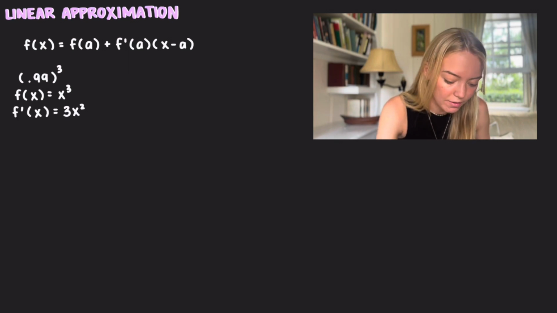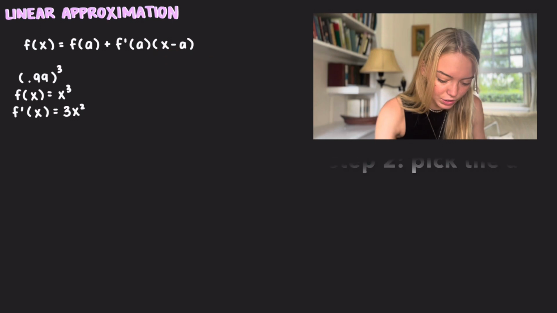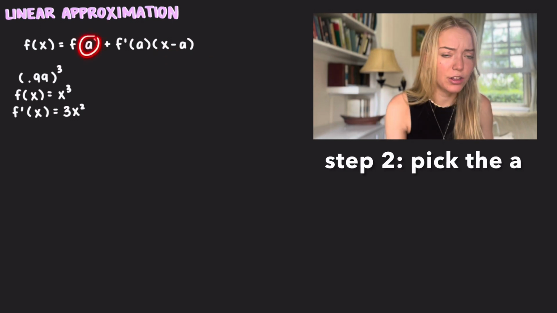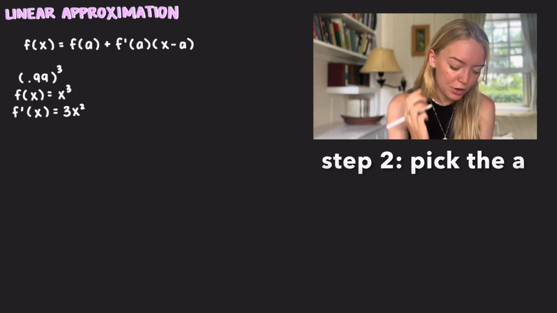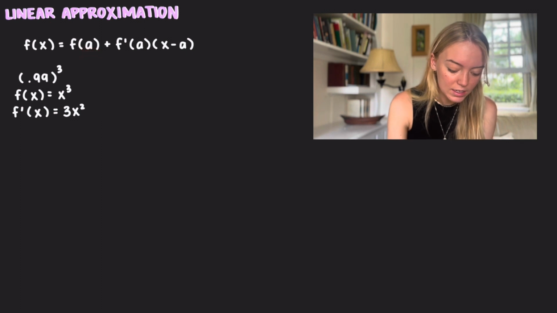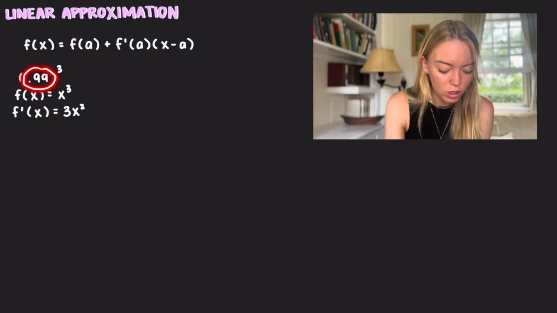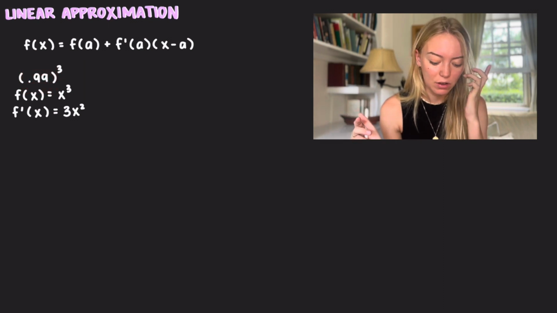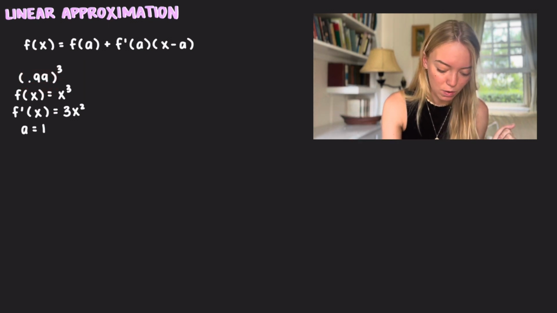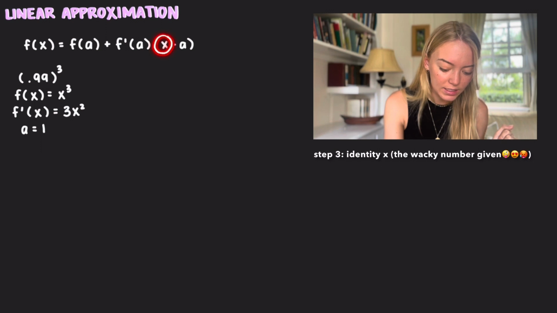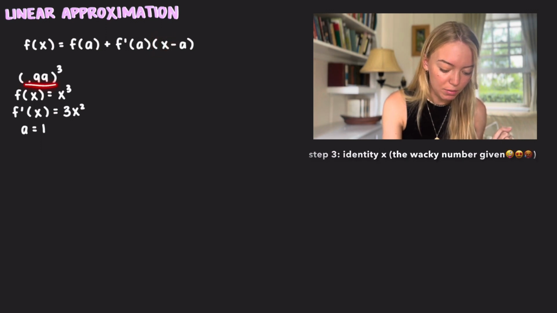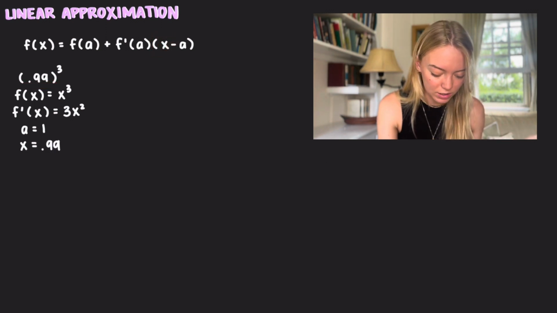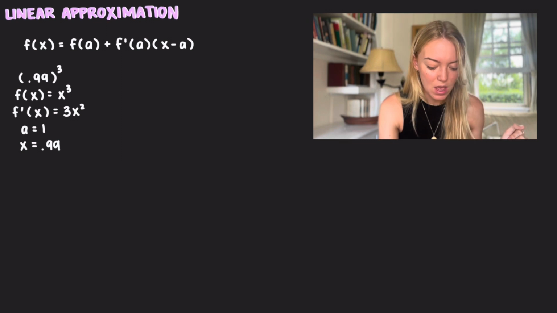And then notice we have this a and we have this x. You're going to pick an a. Honestly, a lot of the times they give you the a, but you're going to pick an a to be the number that's super close to whatever number is kind of wacky that they give you. So in this case, our a is going to be equal to 1. And then this x is going to be whatever the wacky number is. So x is equal to 0.99.